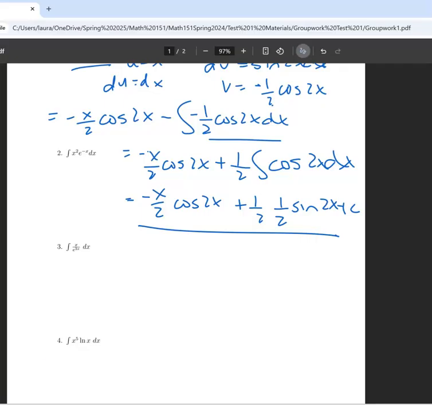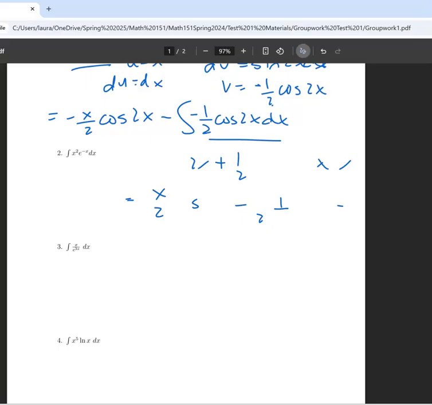All right, so let's do this next one. I'm going to take liberties and erase here. So you're looking at this next one and you're seeing that the x is squared, very much like the one in the example in the notes. This means I'm going to have to do integration by parts twice. So let's do it.